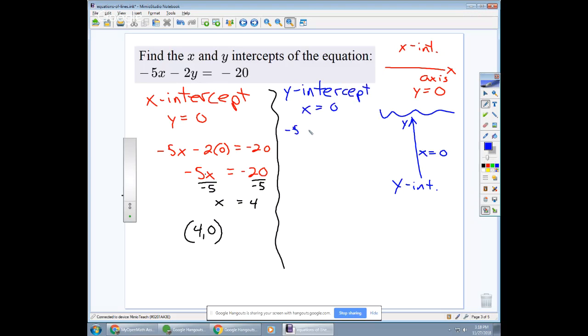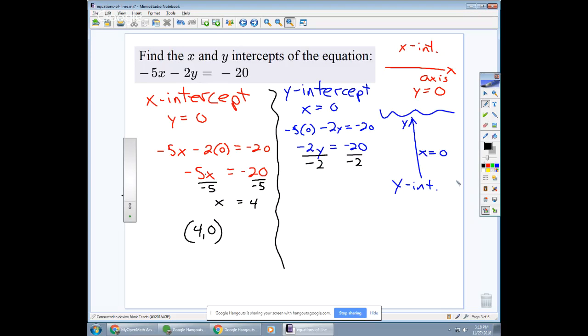So negative 5 times 0 minus 2y equals negative 20. Negative 5 times 0 is 0. 0 minus 2y is minus 2y. Be careful of your signs. Equals negative 20. Break that multiplication by dividing by negative 2.